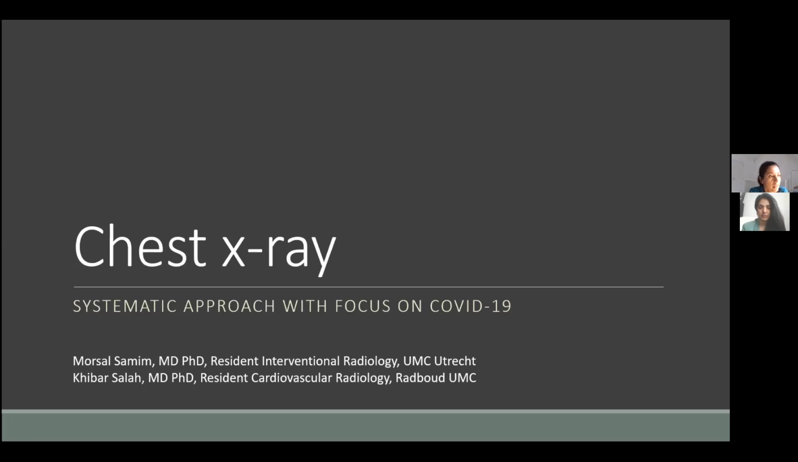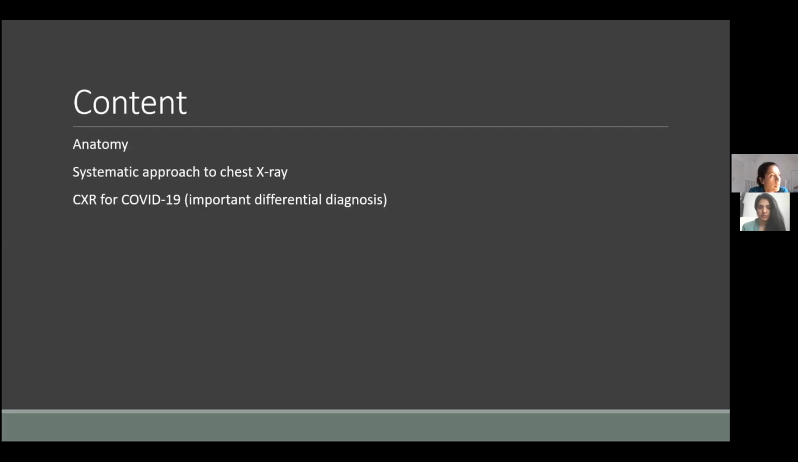So the content, I will start with a little bit about the anatomy, and we will then move to the systematic approach of the chest X-ray. And then finally, the chest X-ray, of course, for COVID-19 and the important differential diagnosis that you have to think of.